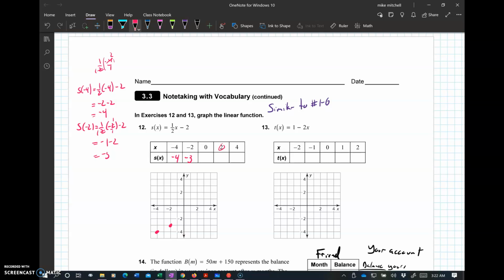Let's do this one here. S of 2 equals 1/2 times 2 minus 2. Half of 2 is 1 minus 2. That gives me negative 1. So I got 2, negative 1. And then after you get all those points in there, I should have put the point in there before I graphed it. And then once you get all those points in there, just go ahead and graph your line.